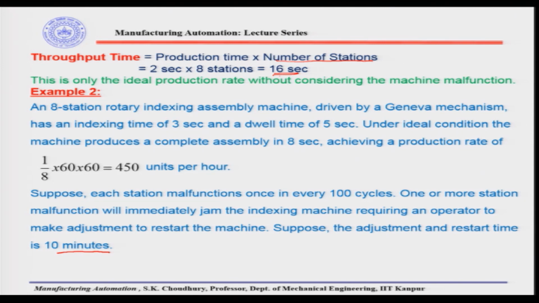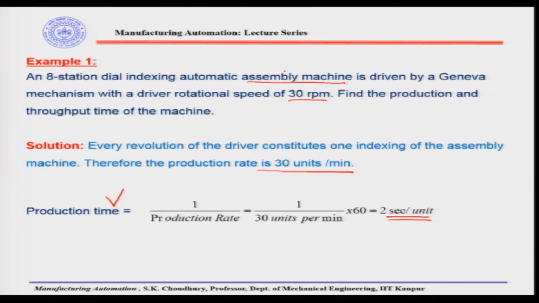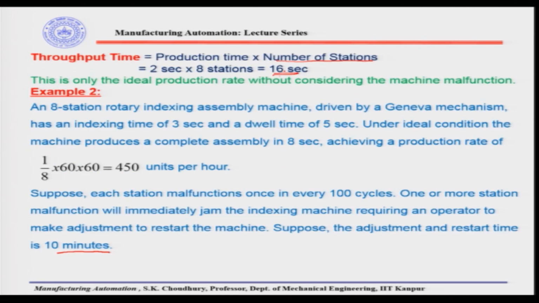Now, let us see how this 16 seconds for throughput time and 2 seconds per unit as the production time changes only because of one breakdown per 100 cycles, okay. And there are 8 stations. So, this is the second example.